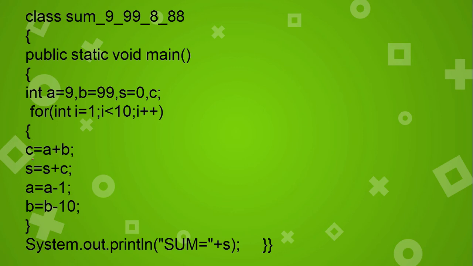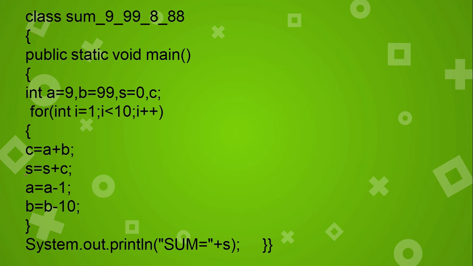Now let us see. c is equal to a plus b. That means the value of a is 8 and b is 88. That will be added. 88 plus 8 is here. Now in s, 9 plus 99 was there, plus 8 plus 88. Whatever value is there in c, that will be added. Again the value will be reduced. a will be a minus 1, that means 8 minus 1, and b will be 88 minus 10, that means 77. Again in c, a and b will be added. What is a and b? 7 plus 77.